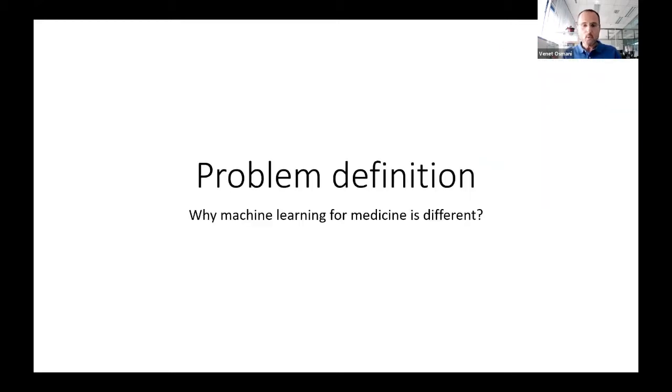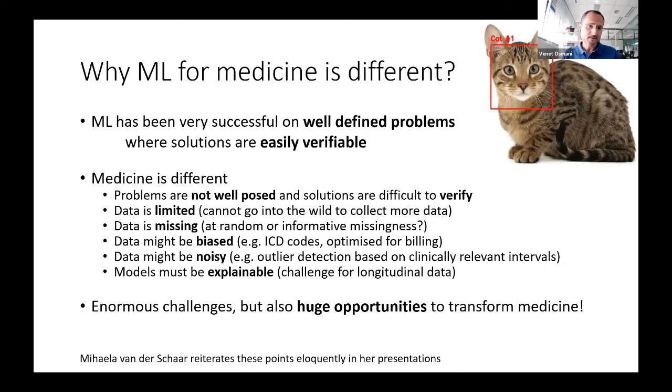So we know why we are doing this work, but how do we actually define the problem? Before I go into the problem definition, I want to talk a bit about why machine learning for medicine is different from the other domains that I spoke about. So we know that machine learning has been very successful on well-defined problems where solutions are easily verifiable. For example, the majority of people agree what a cat is, and they can label the picture as either containing a cat or not. And of course, once the models are trained and developed, it's relatively easy to verify how well the model is doing.